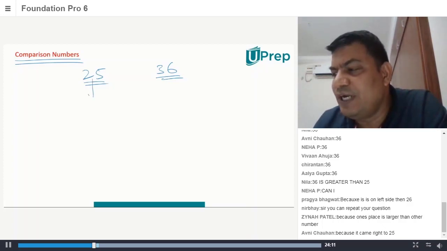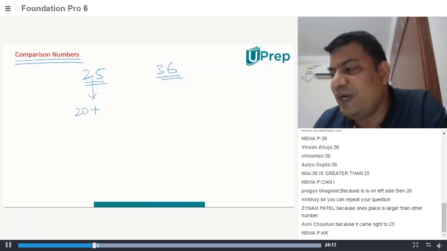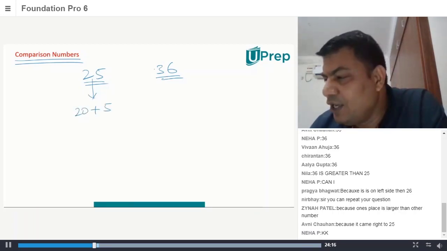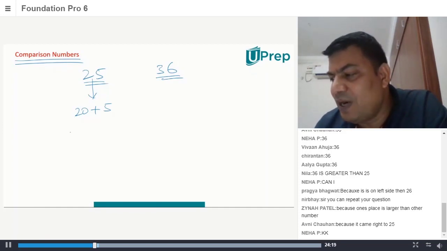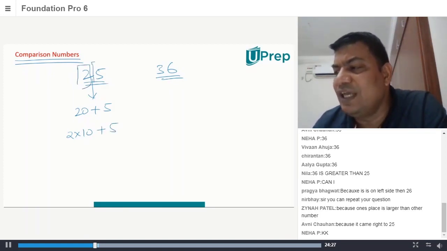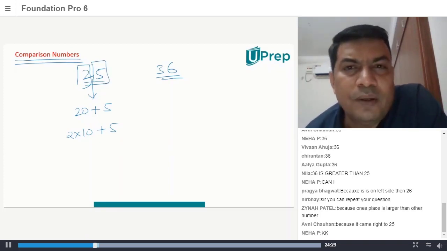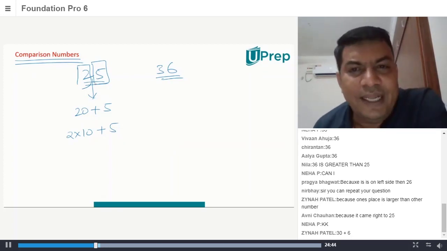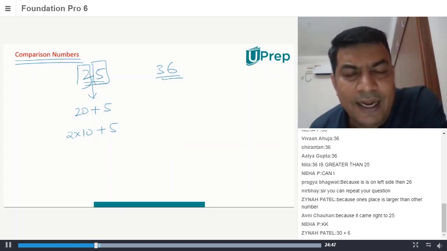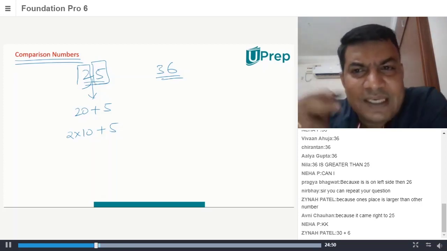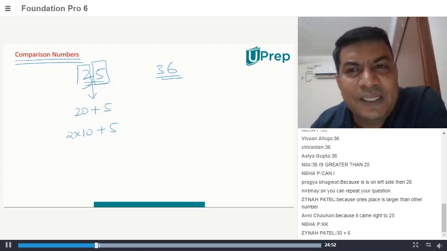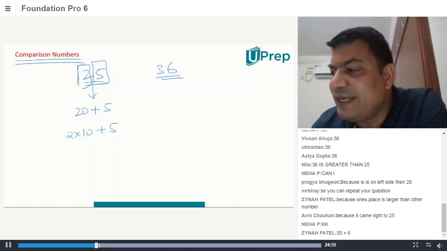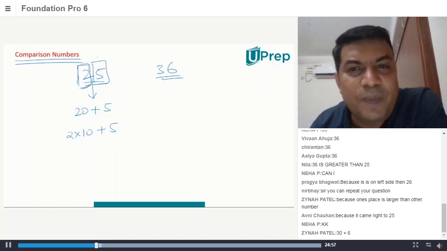Until now, in your 5th standard, you know 25 is nothing but a 2-digit number, 20 plus 5. 20 is nothing but 2 into 10, plus 5. So you have learned it as 2 in the tens place and 5 in the units place. You learned in your previous class that 25 is 20 plus 5, with 2 in the tens place and 5 in the units place.